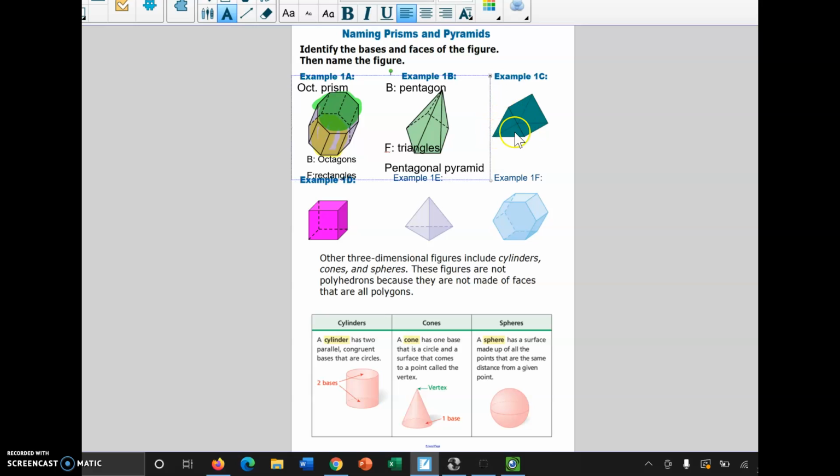So the bases are triangles. See if you can figure out what the faces are. What are the shape of the faces? Okay, pause the video, see if the kids can figure that out. All right, well, the bases are triangles, and the faces are rectangles. If I was going to name this, it's not a pyramid. It has 2 parallel bases. It's a triangular, because that's the base, prism. Okay?